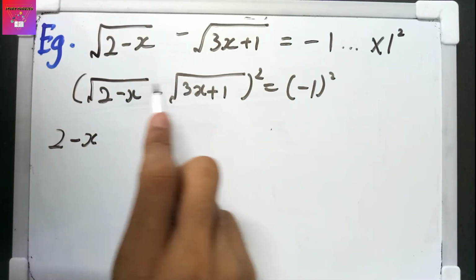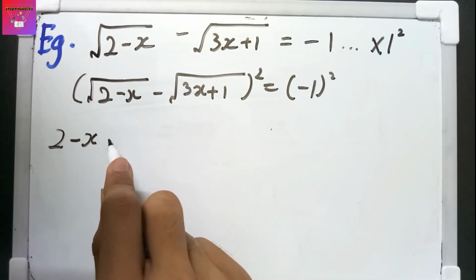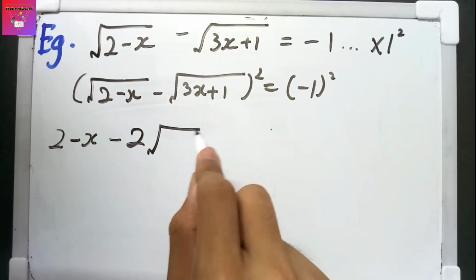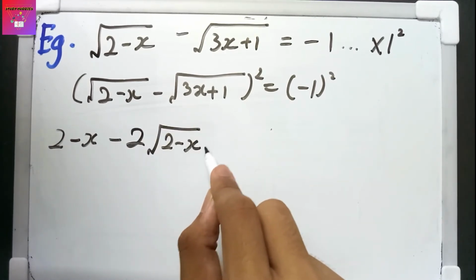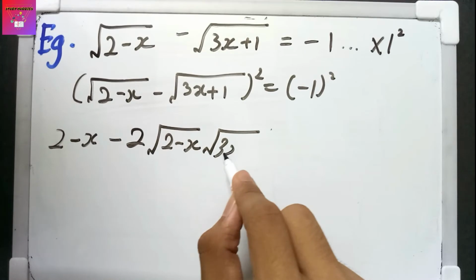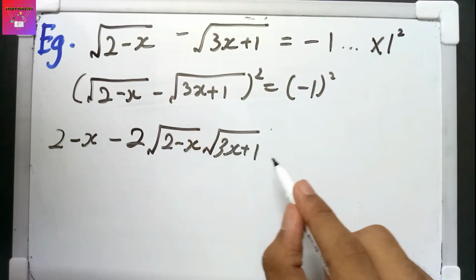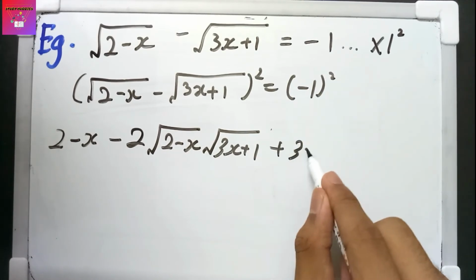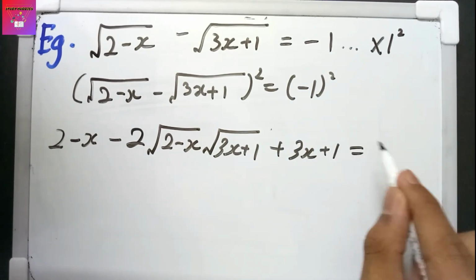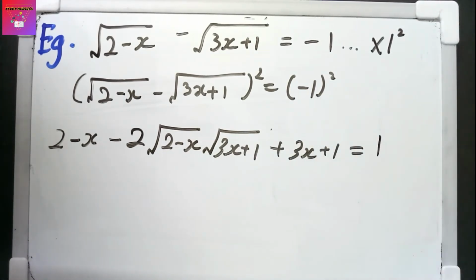Then multiplying these both together, you're going to get minus 2 surd 2 minus x surd 3x plus 1, and the square of negative surd 3x plus 1, you're just going to get positive 3x plus 1 equals to negative 1 squared, which is 1, because negative 1 times negative 1, you're going to get 1.